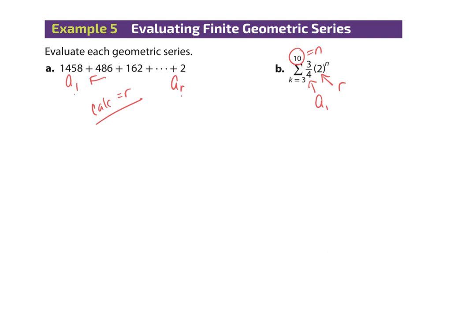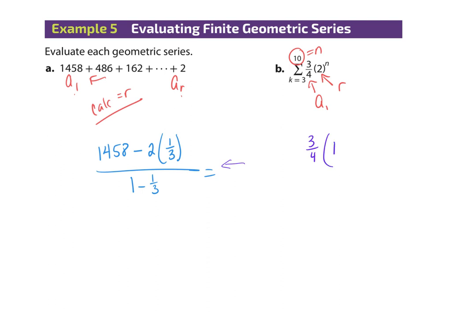If I know my starting and my ending term, I'm going to plug it into the starting term minus the ending term times my R. And in this case, my R is 1/3, over 1 minus my R. That's how I'm going to calculate this one because that's what I know. For the other one, I'm actually going to use the other summation. I know my starting term. That's my 3/4. I know my R. 1 minus my R is that 2. And I actually know how many terms. That's this guy right here, over 1 minus my R.